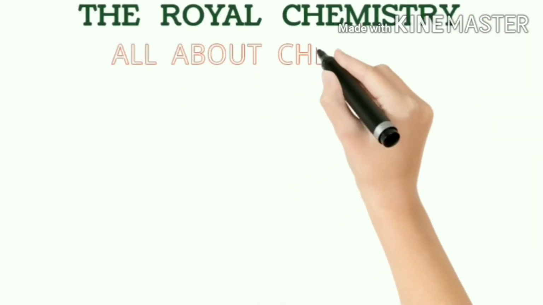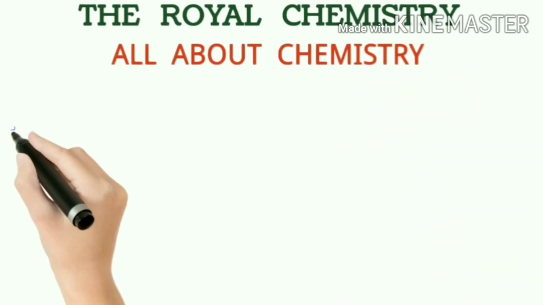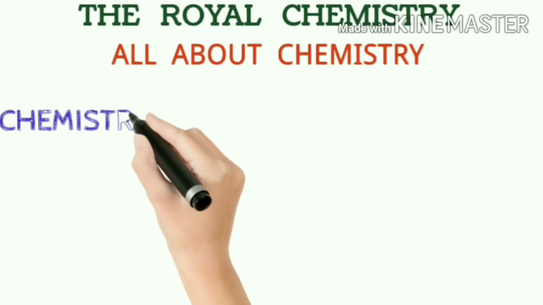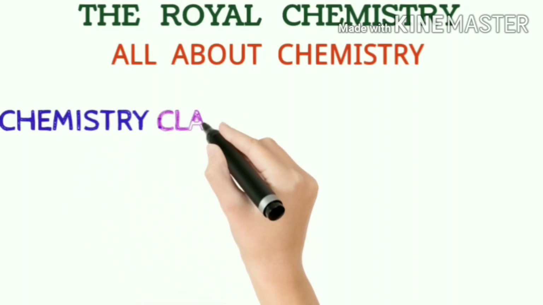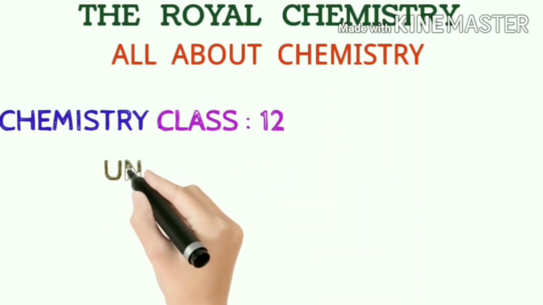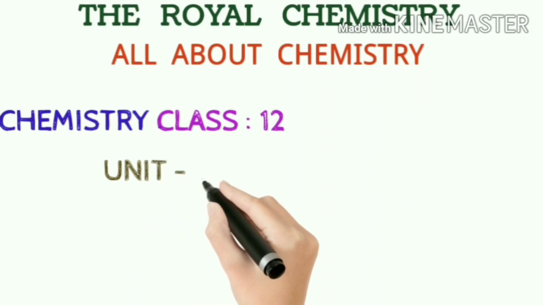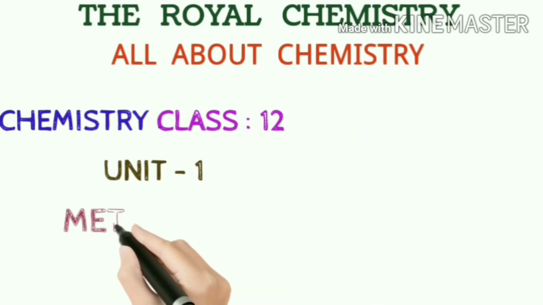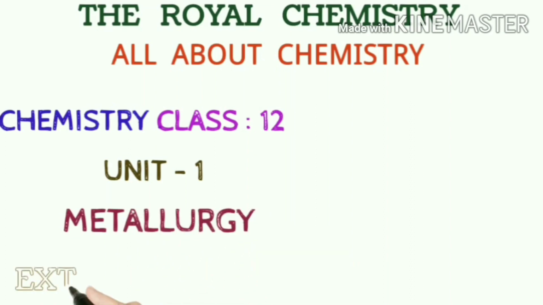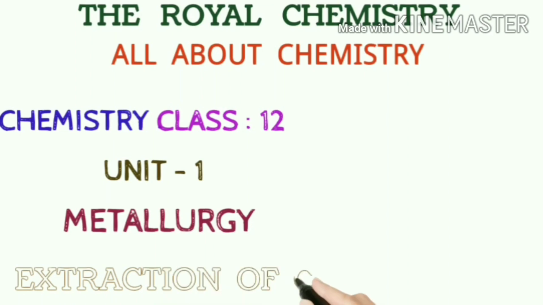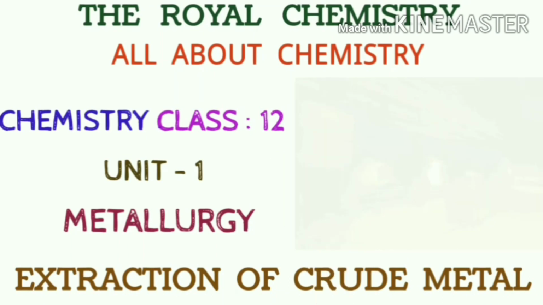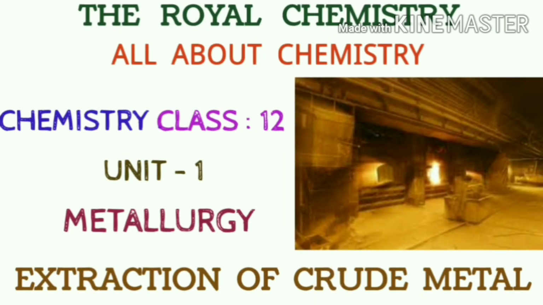In this video, we are going to see about the extraction of crude metal, that is for class 12, unit 1, metallurgy, that is extraction of crude metal. So we are going to extract the pure metal from the crude metal. After watching this video, you will clearly get an idea about what is roasting. So let's see about the topic roasting.